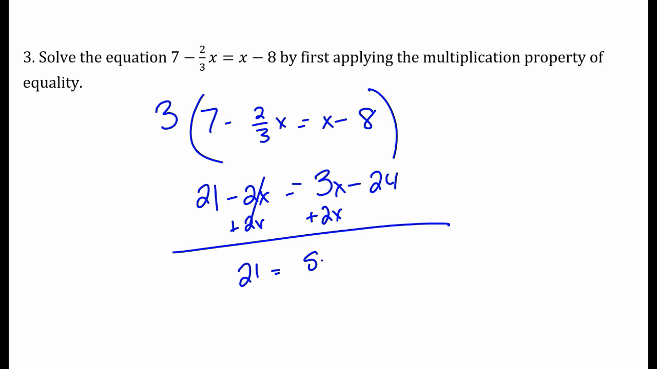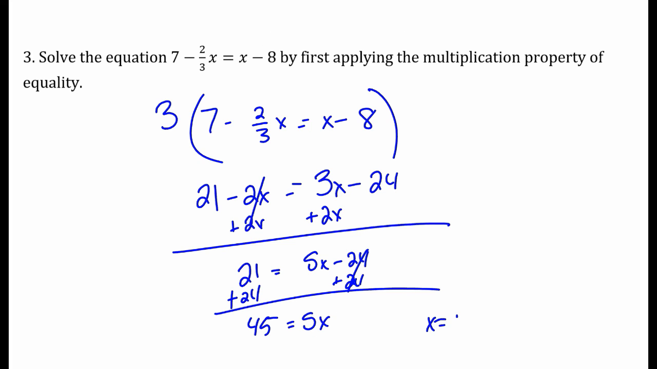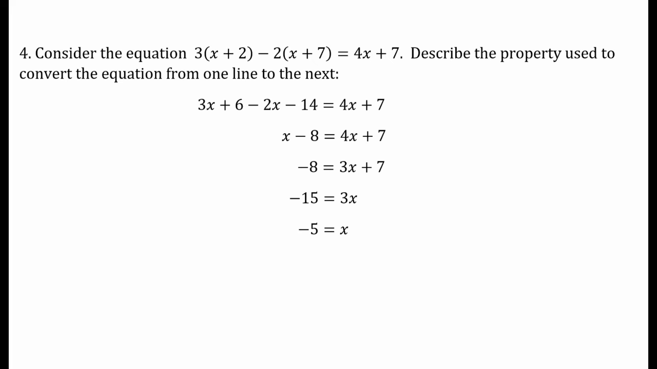21 equals 5x minus 24. I got a nice two-step equation here to solve. 45 equals 5x. 5 times what gives me 45? Well, 9 times 5 gives me 45. And if you solved it by using just that technique that we learned in this lesson, you're still going to get 9. I think multiplying by 3 is a little bit quicker.